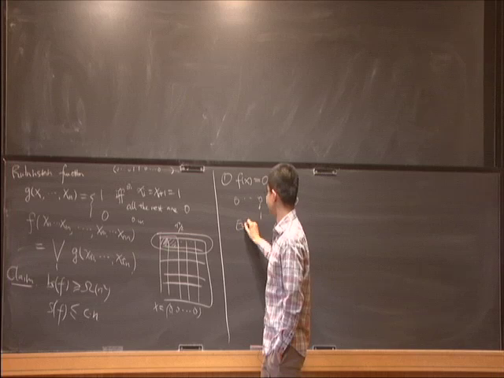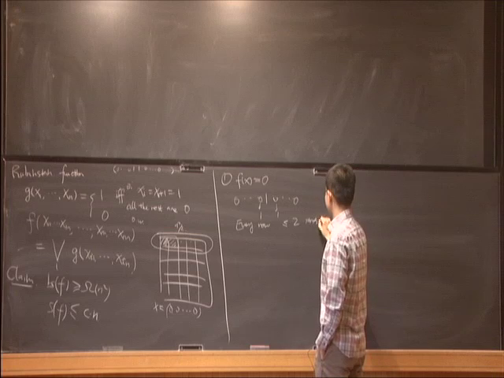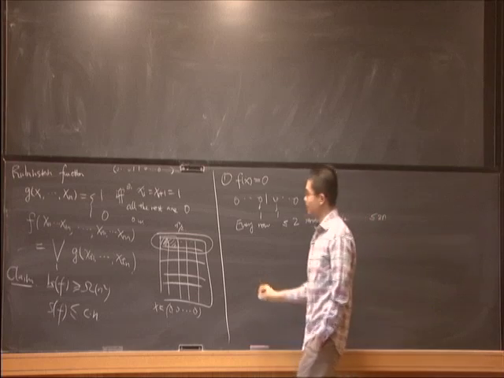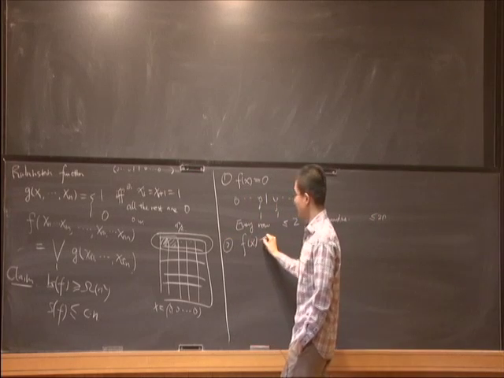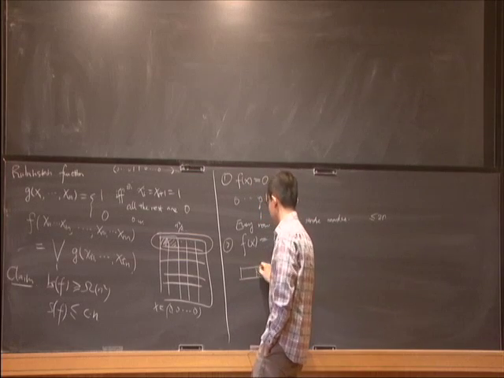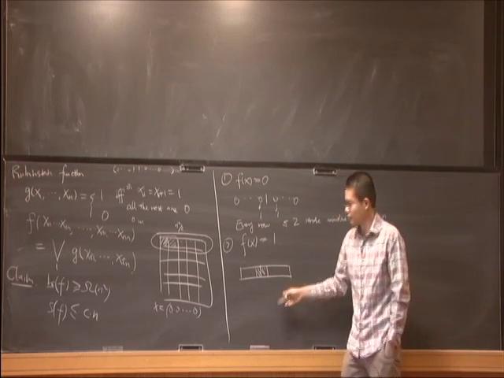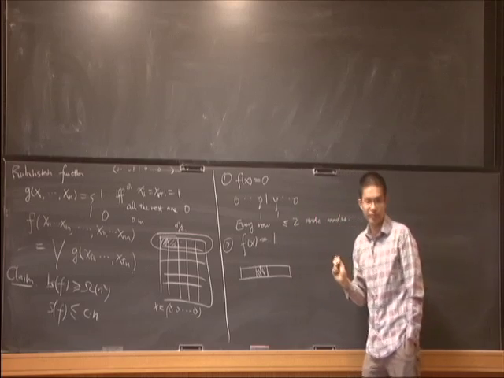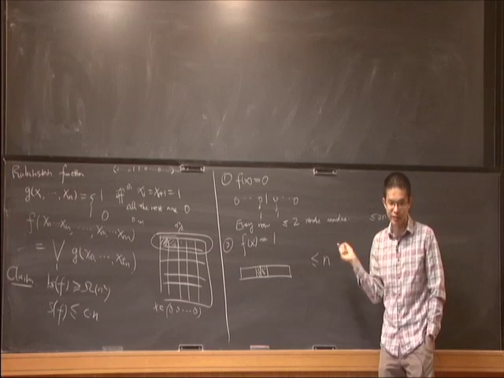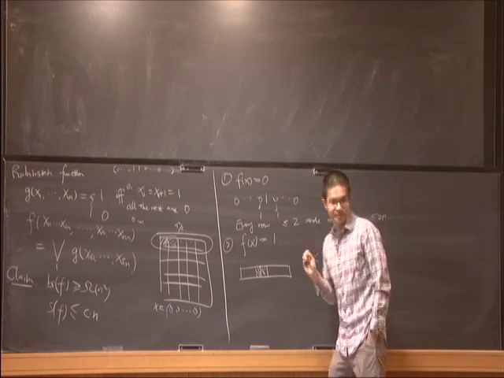So for every row, there are at most 2 sensitive coordinates. So in total, there are at most 2 times n. The second case is if f of x is equal to 1. Then it means for some row, there are 2 consecutive things equal to 1, and all the others equal to 0. And all the results coming from the other rows will not affect the value of f. So you can only change things in this row, so there are at most n sensitive coordinates. So is this construction clear? Okay.